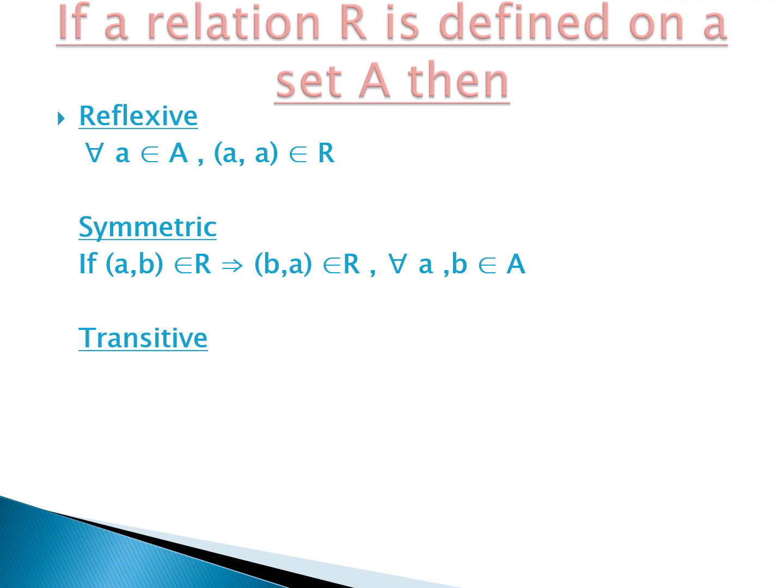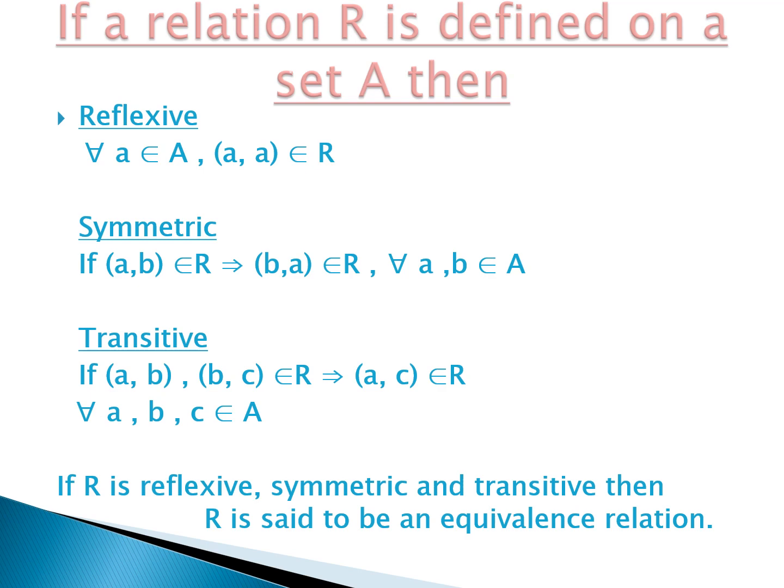Transitive. For transitive, we are supposed to consider three elements a, b, c belonging to capital A, the given set. In the relation set, if (a, b) and (b, c) belong, and (a, c) also belongs to R, then we can say that it is transitive. If R is reflexive, symmetric and transitive, then R is said to be an equivalence relation.